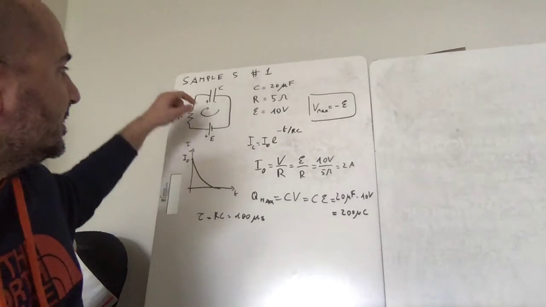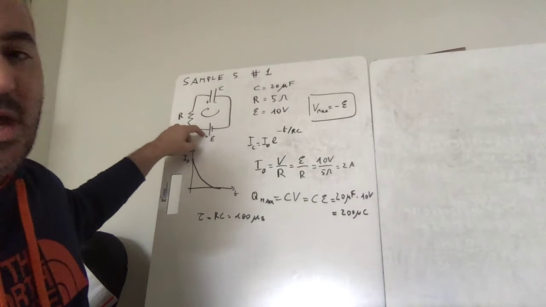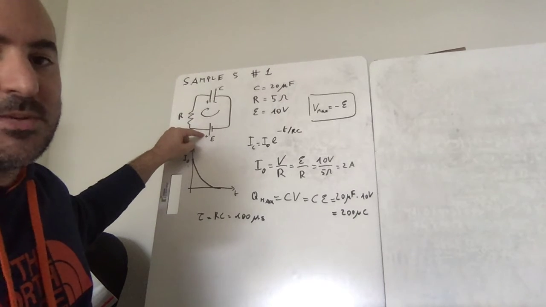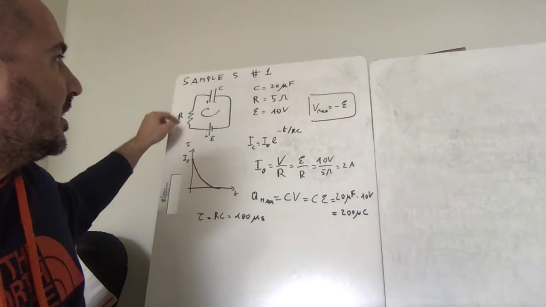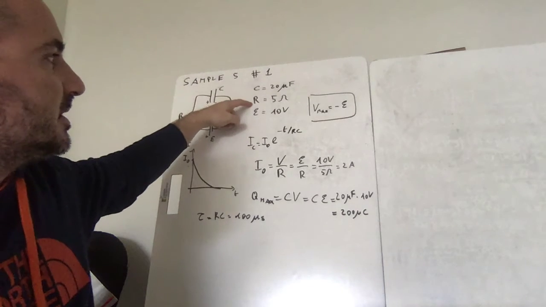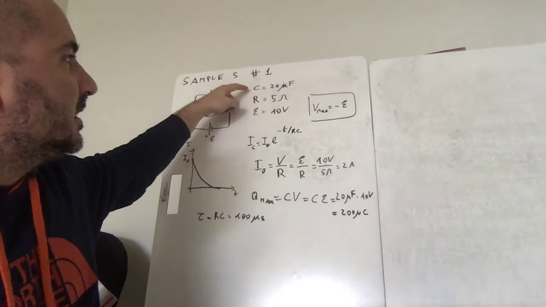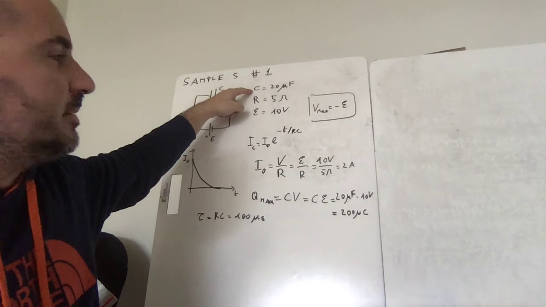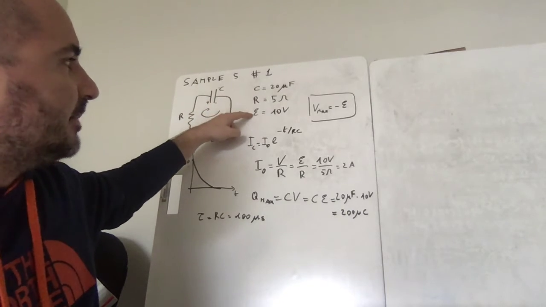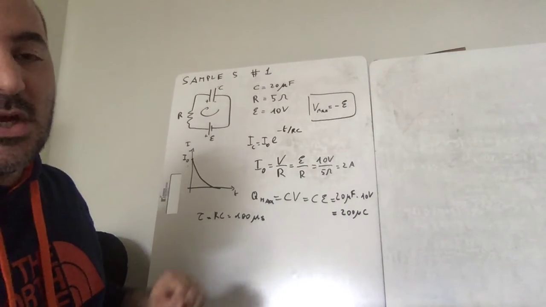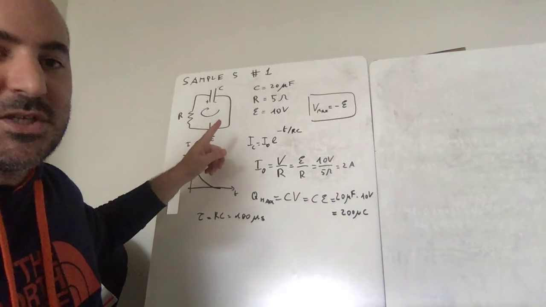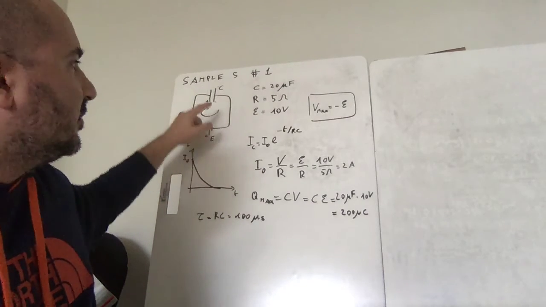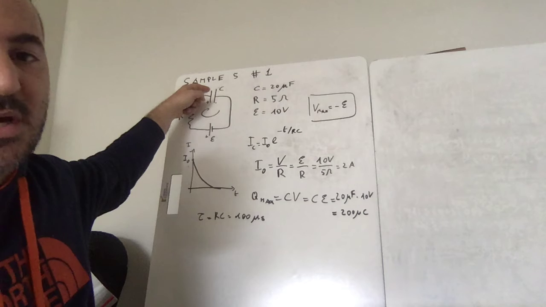You have an RC circuit with a battery that provides voltage epsilon, a resistance R, and a capacitor C. The resistance is 5 ohms, the capacitance of the capacitor is 20 microfarad, and epsilon is 10 volts. Now, before we close the circuit, there is no current, therefore there are no charges on the capacitor.